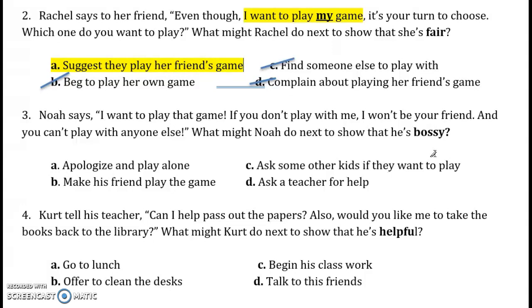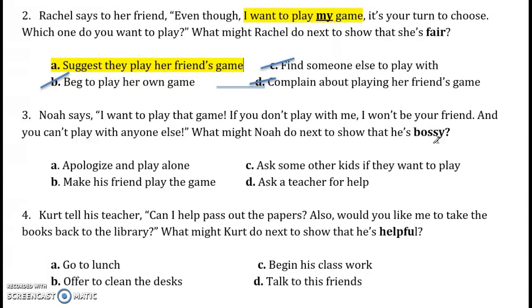All right, guys. So I want to make sure that you guys are using these strategies. So hopefully, as you were reading it, you were thinking about what you could get rid of using what? The process of elimination. So we're going to always think about what the question is asking us. It says, Noah says, I want to play that game. If you don't play with me, I won't be your friend. And you can't play with anyone else. Now the question is asking us, boys and girls, what might Noah do next to show that he's bossy? Well, he certainly is, because he's saying, if you don't play that game with me, I don't want to be your friend anymore. So he's certainly demonstrating some bossy tendencies.